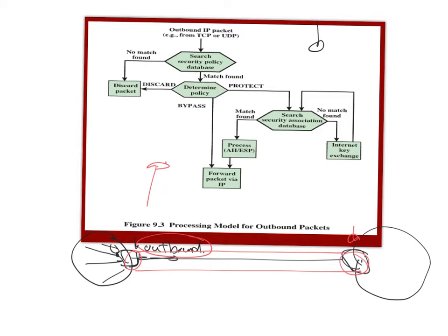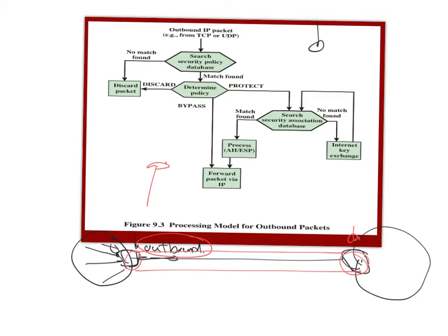If there is a match, now we're talking. But if there is a match, that doesn't mean we will not discard, because one of the potential actions is also to discard, if we have a specific action in the security policy database that says discard. So we determine the policy. If the policy is discard, we'll discard.